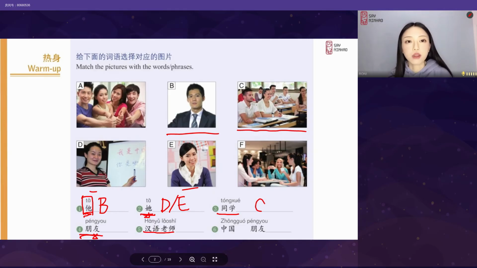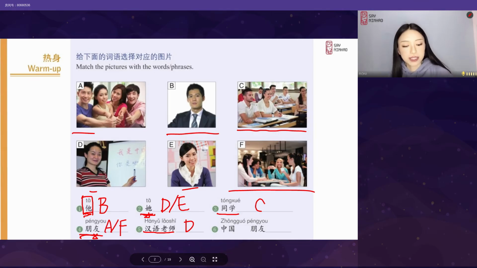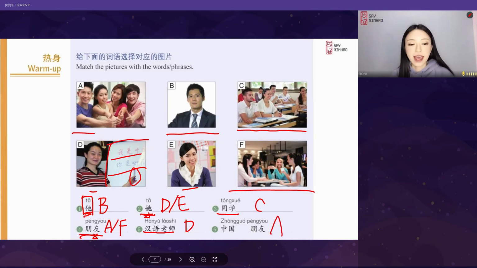Next one, 朋友, which means friends. So A and F, they all can be friends. The atmosphere is really friendly here. Okay, next one, 汉语老师. Which one? I think D is 汉语老师 because we can see she's holding a pen and there is a whiteboard behind her and there is Chinese on the whiteboard. Okay, last one, 中国朋友 is A because they look like Chinese.